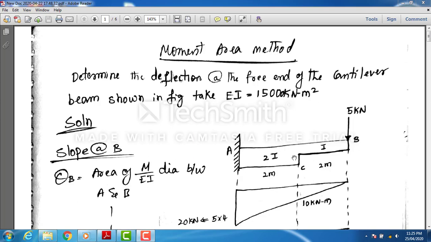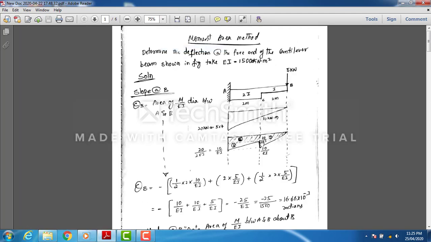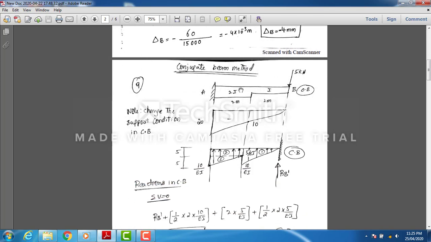So here we have a cantilever beam where there is a change in cross section. For the first 2 meters the cross section is I, for the next 2 meters the cross section is 2I. So as we know, first we draw the bending moment diagram, then using I values we draw the M by EI diagram. So in the conjugate beam method also the procedure remains the same up to drawing the M by EI diagram, just like this. Using the original beam, first we draw the bending moment diagram, and from it we draw the M by EI diagram. But here there is a small change.